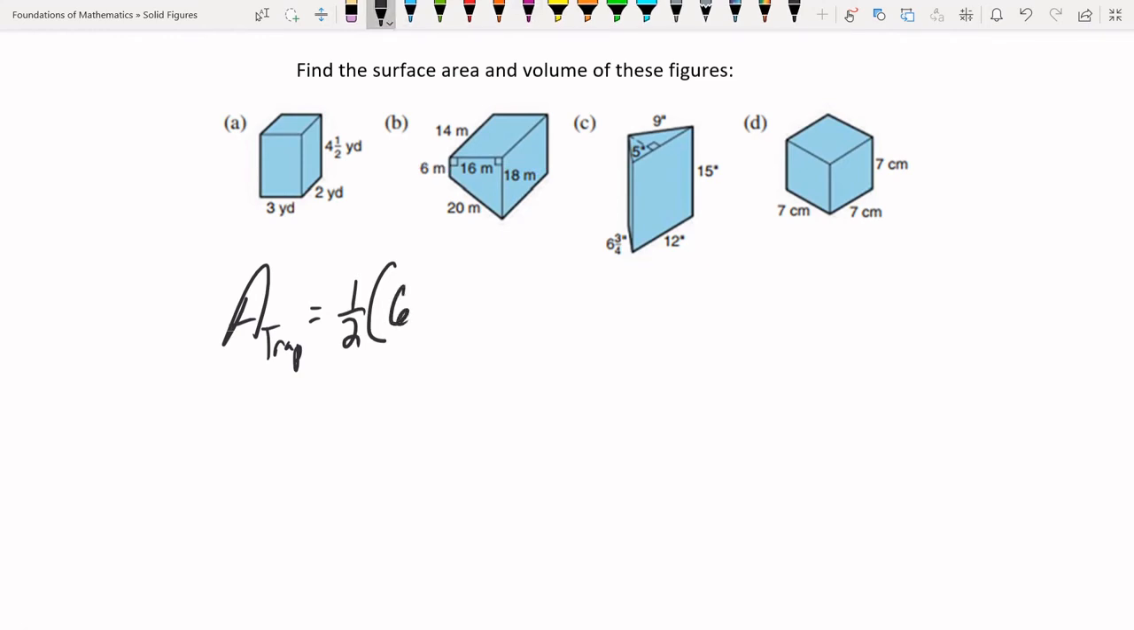It's going to be 6 meters on the top side there. And then this side is 18 meters.